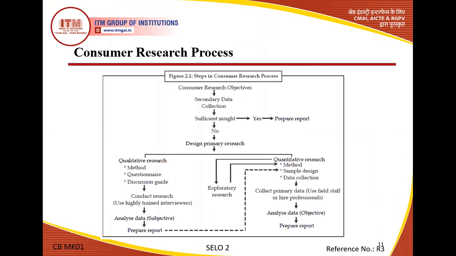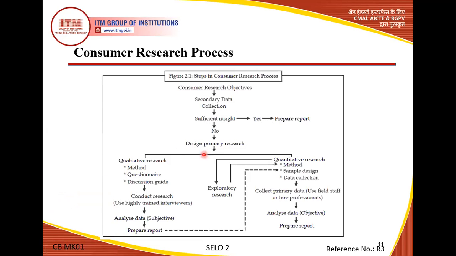Then let's come to the research process, the consumer research process. The first one is to identify the problem or objectives. So the consumer research objective. Based on that objective, you try to collect secondary data or secondary information. And if you find sufficient insight, you prepare a report. If not, then you design a primary research.